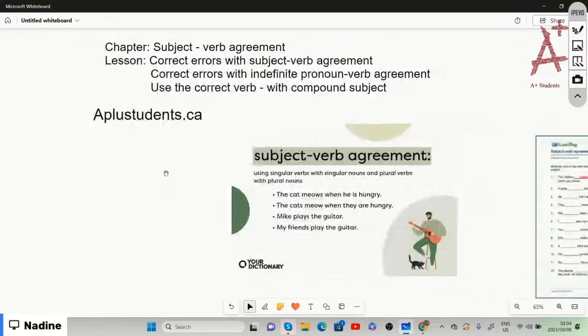And the focus lessons, or where we'll be getting our lessons from, is on the aplusstudents.ca page. So we will basically be working from aplusstudents.ca. So if you want to go back to refresh, then you can go on aplusstudents.ca, go to the chapter of subject-verb agreement, and then you can go into any other lessons if you want to redo it.